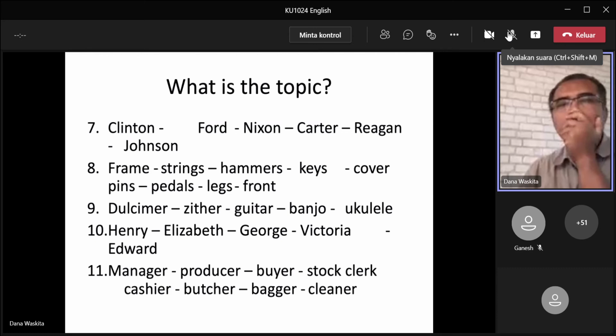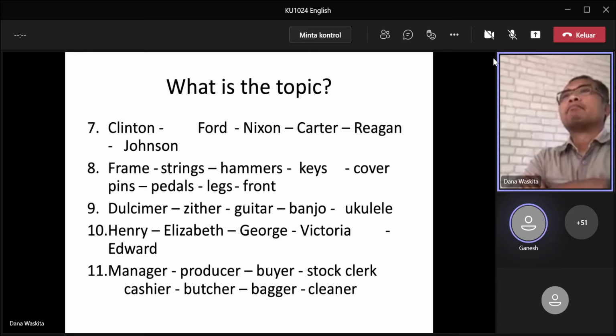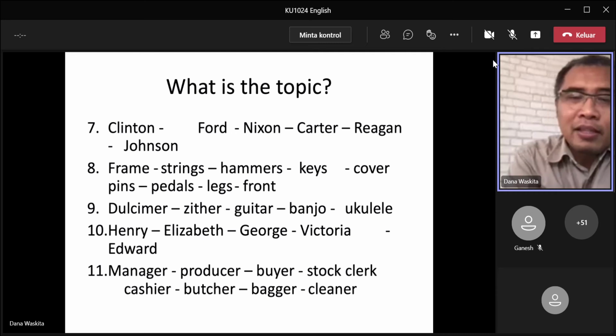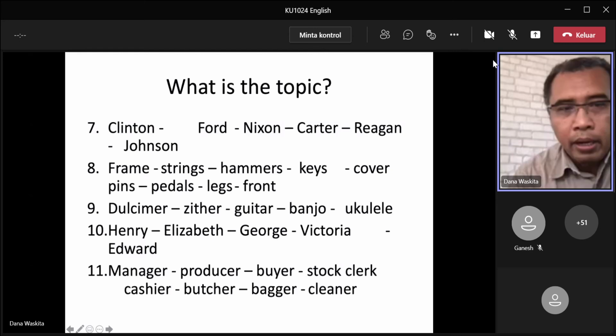Number nine? I think that's too general. Music instrument is too general, and the topic is not too general. But the appropriate one perhaps is the similarities between the dulcimer, zither, guitar, banjo, and ukulele. The similarity is they have strings, or we can say that the topic is string music instruments. That is the topic, right? Finding from the similarity. Number 10, what do you think of this?